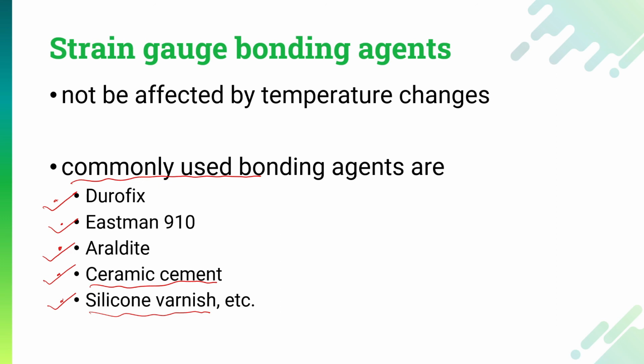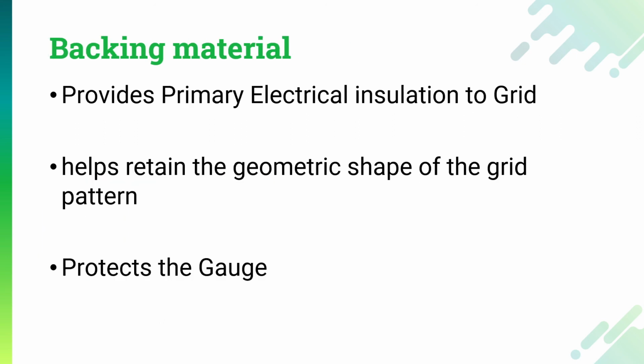Now let us talk about the backing material that is going to be used over here. What is the backing material? Backing material is the material basically used in bonded type strain gauges, on which the strain gauges are going to be fixed. So this is the backing material.